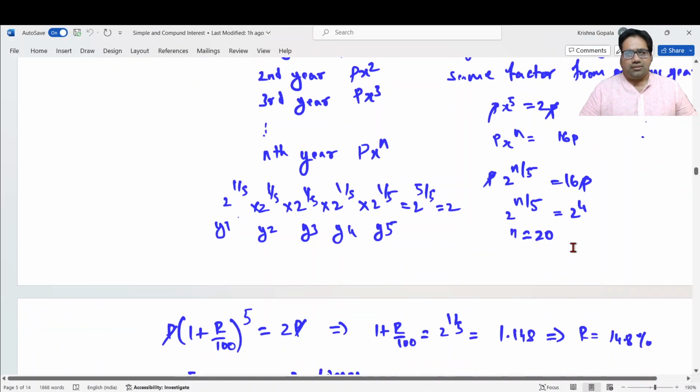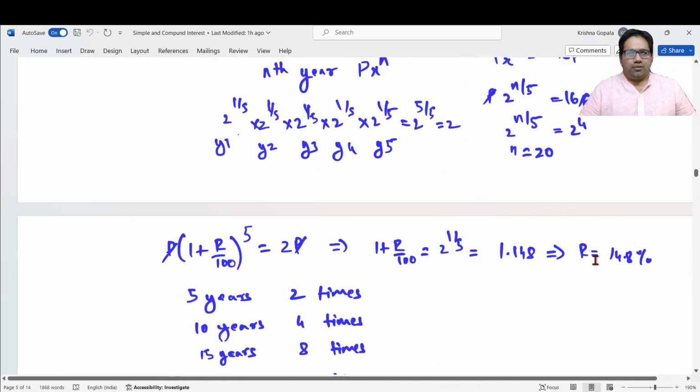This is one way of doing things. Otherwise, there is a much simpler way. By the way, if in 5 years it is doubling, what is the interest rate? P into 1 plus r by 100 whole power 5 equals 2P. So 1 plus r by 100 is equal to 2 power 1 by 5, which is 1.148. That means r equals 14.8%. If the interest rate is 14.8%, that means with compound interest, every 5 years the amount doubles.